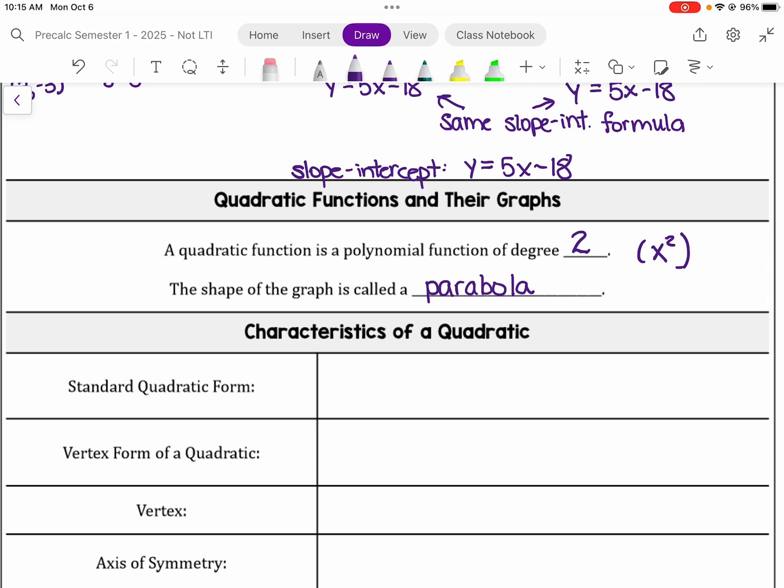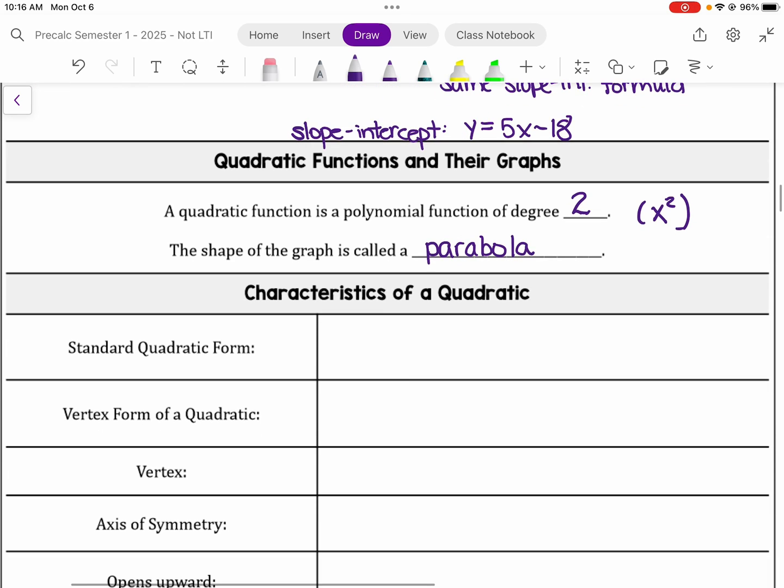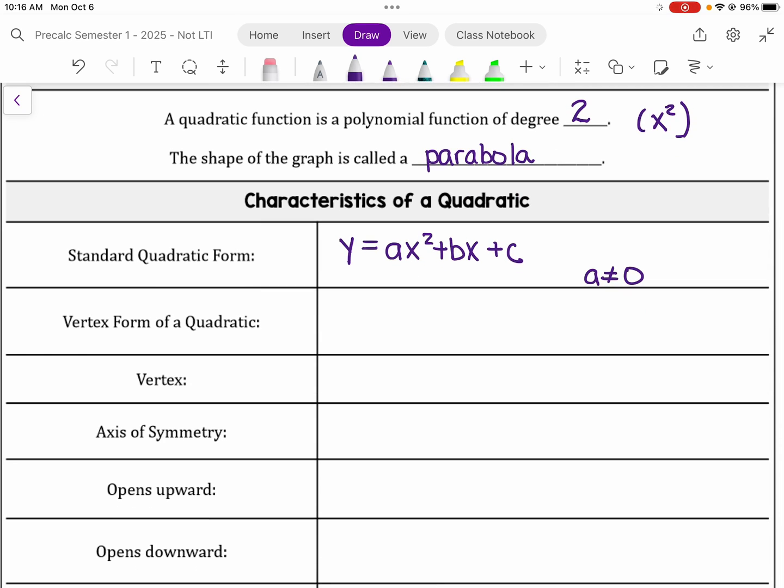Okay, so standard form of a quadratic is y equals ax squared plus bx plus c. Note that a cannot equal 0 because then it's no longer quadratic. The vertex form is y equals a times (x minus h) squared plus k. And make a little note here, (h, k) is the vertex.